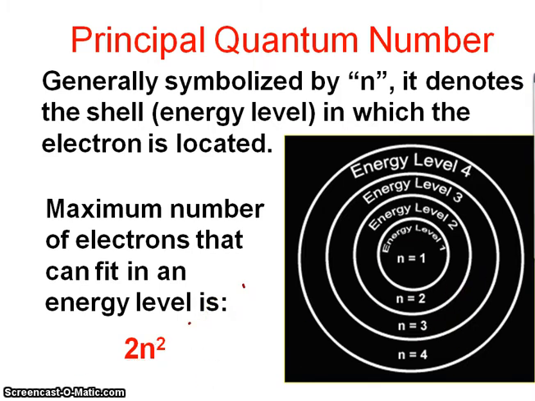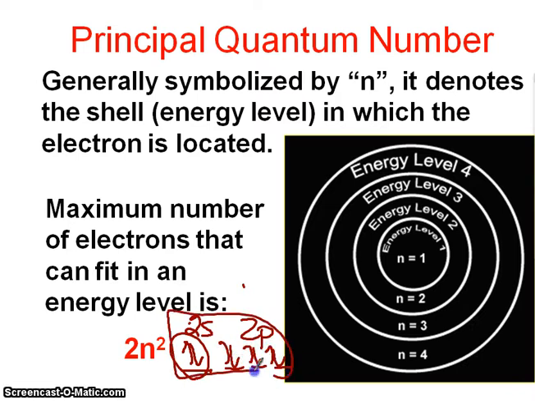2n squared is a shortcut formula, but I'll show you, we already know this because we just worked it out. For example, on the second floor, there was a 1-bedroom apartment, the 2S, and then there was a 2P apartment as well, which is a 3-bedroom apartment. So the maximum number of electrons that could fit would be 2, 4, 6, 8. 8 electrons can live on the second floor. If we work it out using 2n squared, 2 squared is 4, times 2 is 8. So this is just a shortcut way.